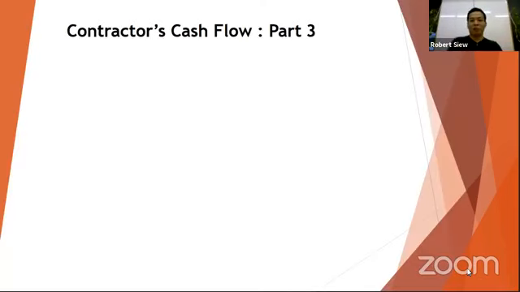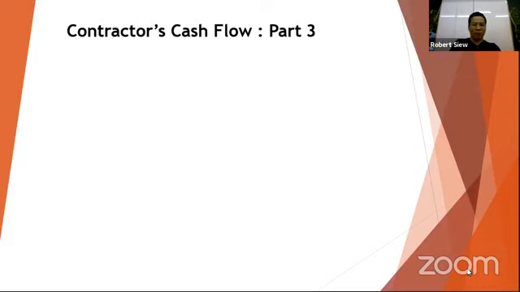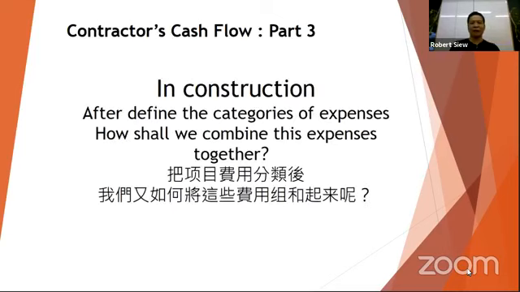Previously, we defined a few categories of cost: fixed cost, variable cost, and contract cost. For those who missed out, you can review the previous chapters on my page to get further understanding. I will spend around 15 to 20 minutes on this.